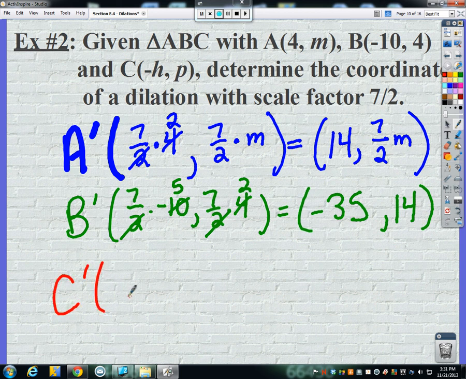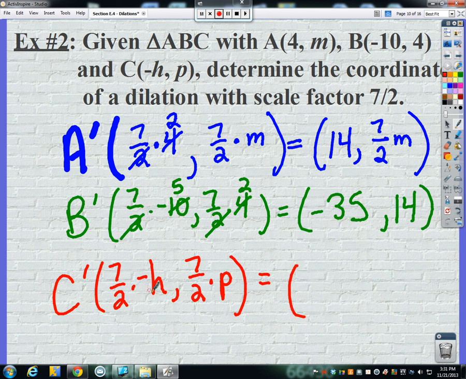And last but not least, C prime. So we're going to take our 7/2 and multiply it by negative h, and take our 7/2 and multiply it by p. So you're going to quickly see here, if your scale factor is being multiplied by variables, it actually ends up being an easier problem because there's no simplifying really to be done for the most part. So 7/2 times negative h, well, we're going to write the negative part first, and then it's just 7/2 h. We can't really do anything with that. And the same thing with 7/2 times p. It's just 7/2 p, and we're done. And so there's A prime, B prime, C prime.